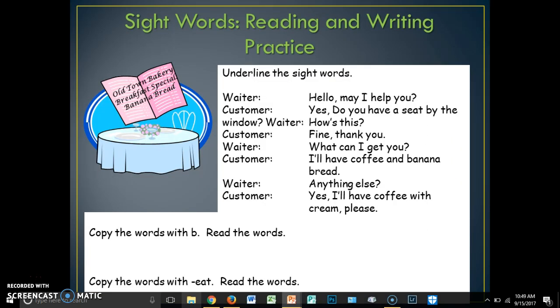Kathy created an extension activity with her sight words by creating a simple conversation that the students practiced in role play of a waiter and a customer in a restaurant, bringing back her words in pattern, which were EAT words, words that end in EAT, and her beginning consonant was B, which you'll see in the other 2 videos. So here's the simple conversation. The students practice, and then they copy the words with B. So we have the word banana, and the word bread. And then they're going to copy the words with EAT and read those words. Well, in this particular conversation, there's only one, and that's the word seat.